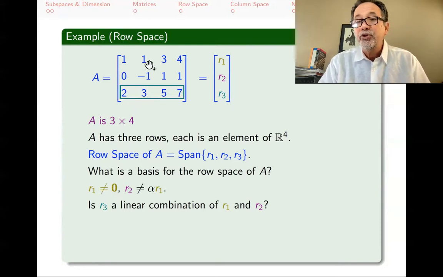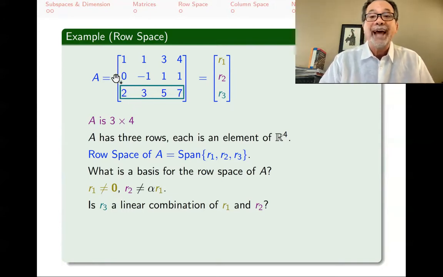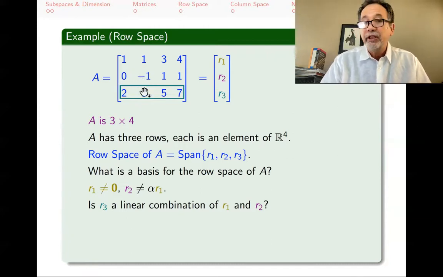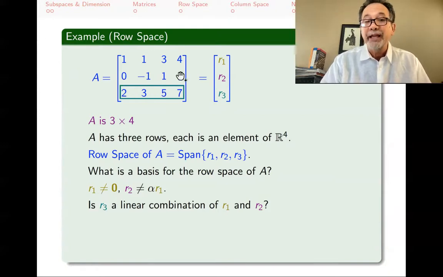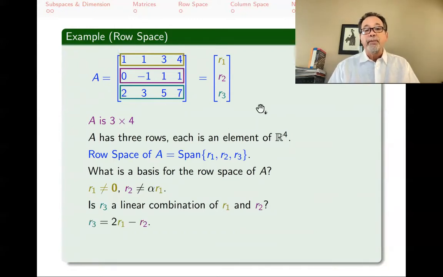If I multiply the first row by 2, I already have a 2 in the second coordinate, but I need a 3. So I will have to multiply the second row by minus 1. And that will give me that 3. But will the other ones work? Multiply the first one by 2, the second one by minus 1. 6 minus 1, that's indeed 5. And 8 minus 1 is indeed 7. So that tells me that R3 is 2R1 minus R2.